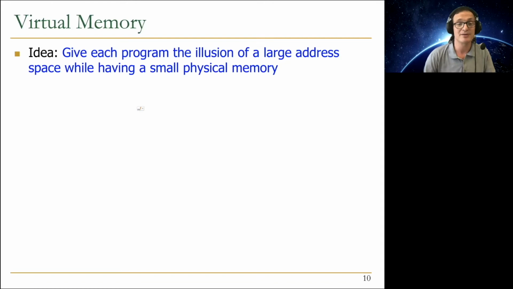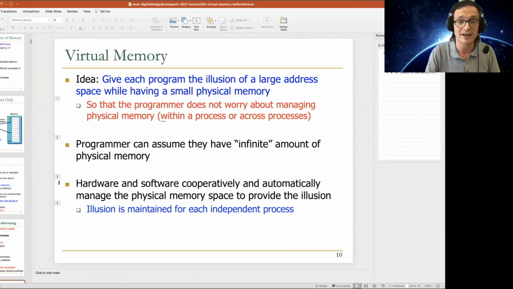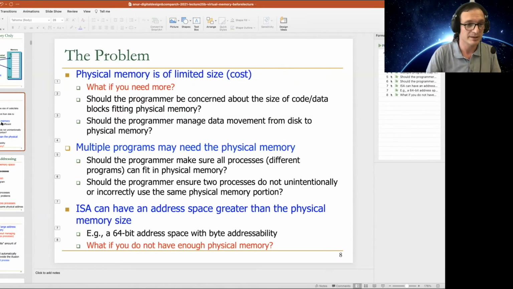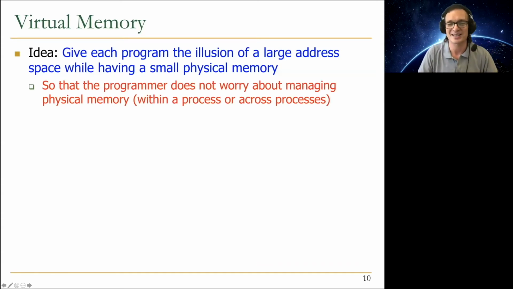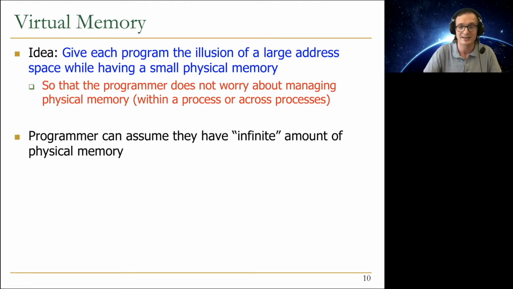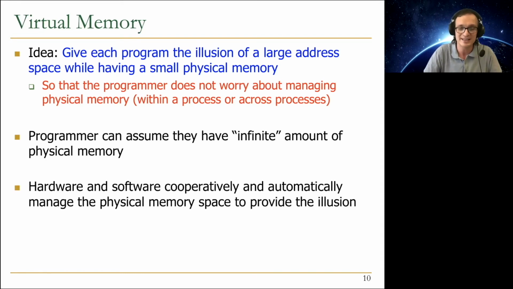So that's why virtual memory was developed. And the idea is very simple. It has multiple benefits. But the main benefit, the idea, is to give each program the illusion of a large address space while having a small physical memory. Infinite memory, I would say. Let's say that's the illusion. So that the programmer does not worry about managing physical memory within a process or across processes. And that gets rid of all of the downsides that we discussed in direct physical addressing. Now, a programmer can assume they have an infinite amount of physical memory. Now, clearly, it's not infinite, but for all practical purposes, hopefully infinite.